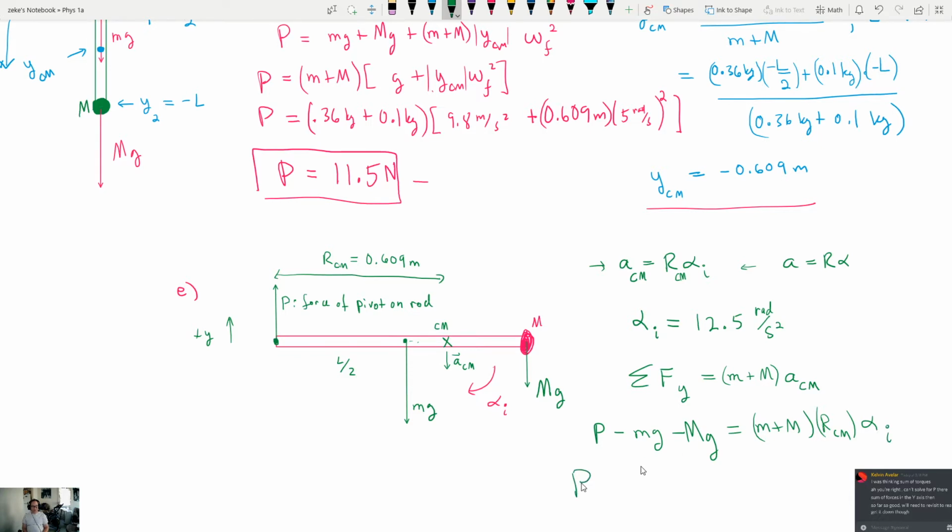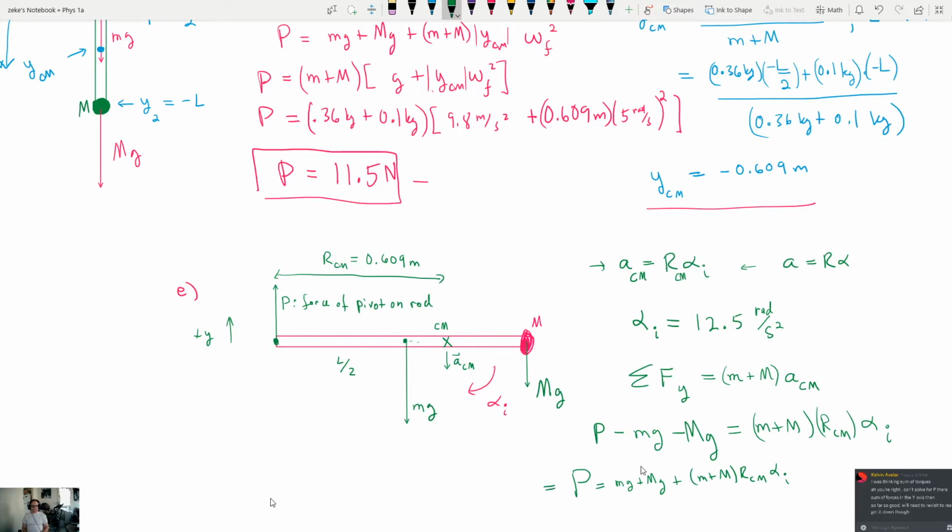Probably going to run out of space here. P equals... we're going to have little mg plus big Mg plus m plus M times R_CM times alpha initial. And we know what all these things are, so we can plug them all in. We'll just go to the left right here.